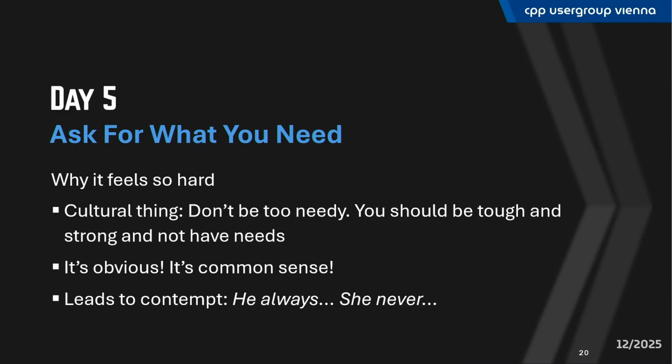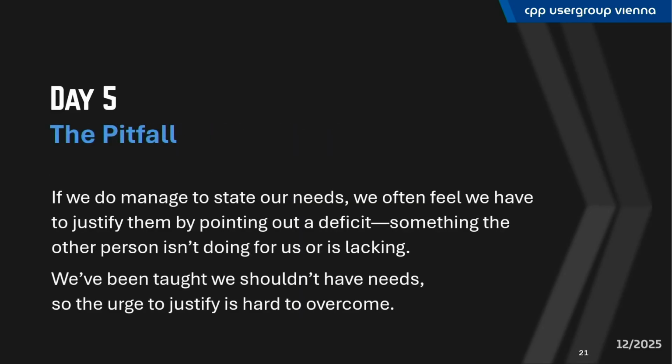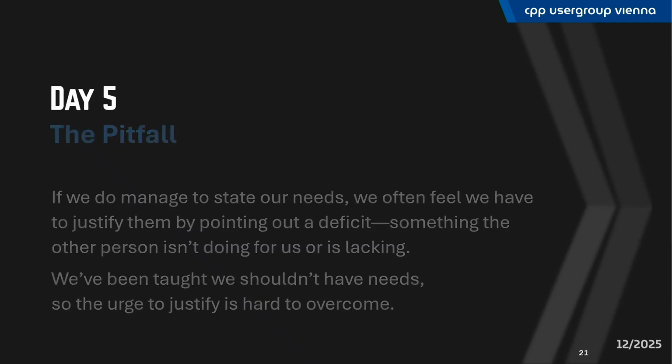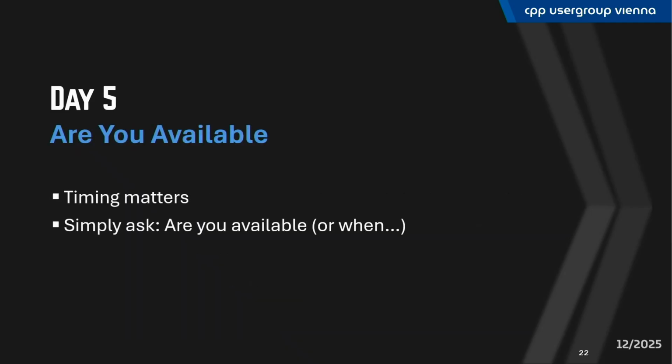So you're focusing on the bad sides and you realize at some point, they never do what I think they should do, but they don't know that you want them to do that. So, day 5, the pitfall. If you ask for what you need, don't point out the deficit, because we're trained not to ask for something, so typically we connect it to deficit, criticizing something. Don't do that. Simply ask for what you need and you will see very, very positive results. And timing matters, because typically your colleagues don't have time. So ask, when are you available? That's a pretty nice idea, and it works most of the time.